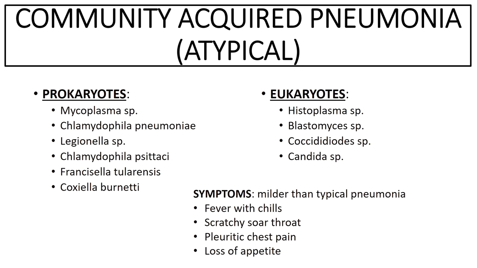These are presenting with low fevers with chills, scratchy throat, maybe some pleuritic chest pain, loss of appetite. But they're feeling okay. They can walk around. This is also another thing known as your walking pneumonias. So let's go ahead and dive into each of these.